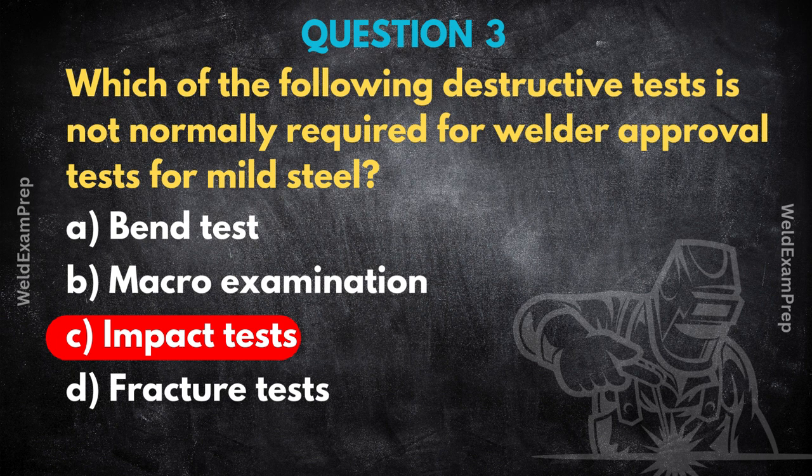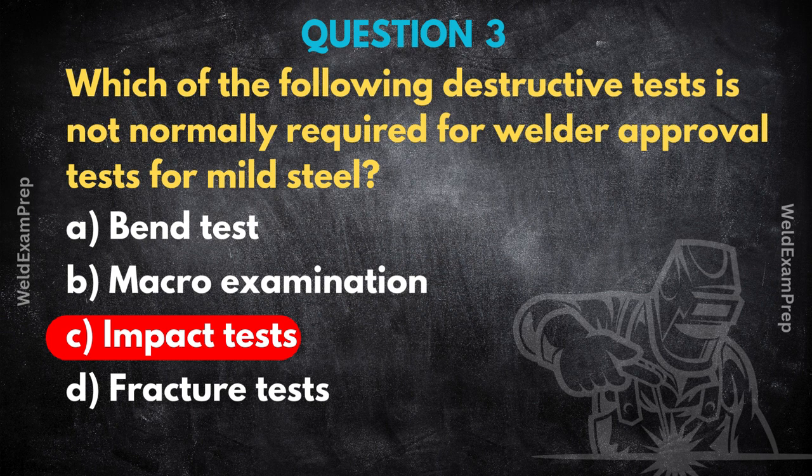An impact test measures toughness. Isn't toughness really important for safety? Why would we skip that? It is incredibly important, but it comes down to the purpose of the test. You have to remember the difference between qualifying the procedure and qualifying the welder. Ah, okay. A welder qualification test is designed to check one thing: that person's physical skill. Can they handle the torch? Can they achieve good fusion? Can they follow the instructions?